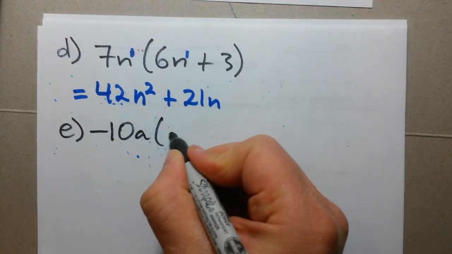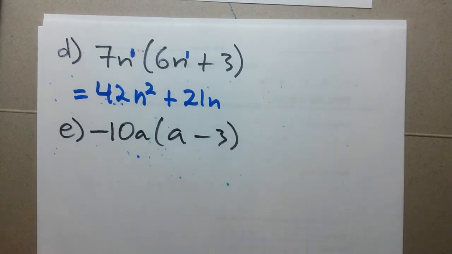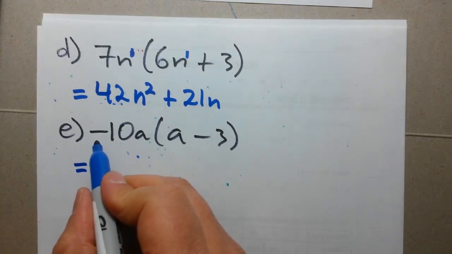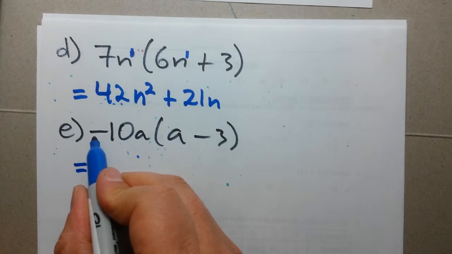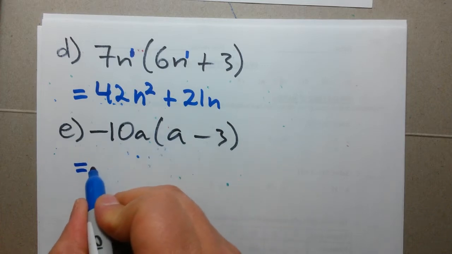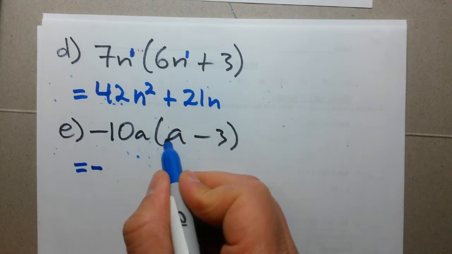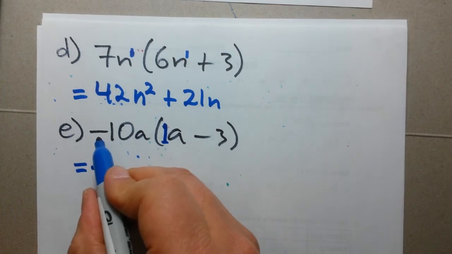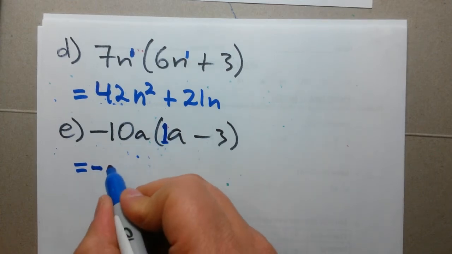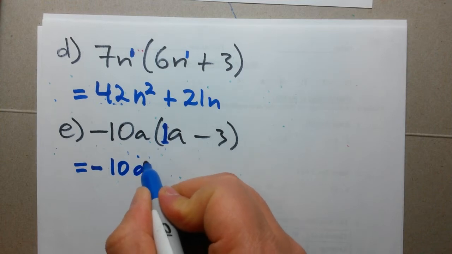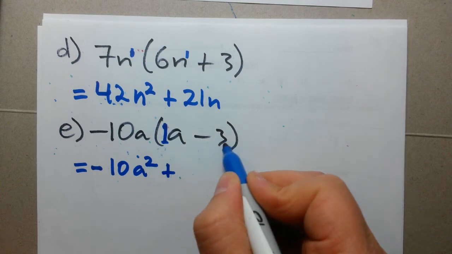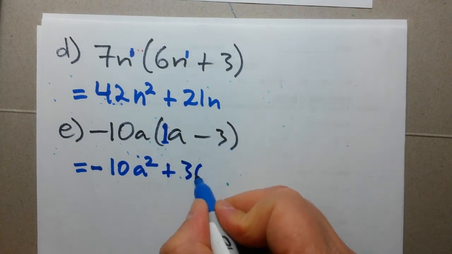Negative 10a, open bracket, a minus 3. Once again, you want to give it a try. You can stop, pause the video, and try it yourself. So negative times positive gives you negative 10a times, you can pretend that there's a 1 there, times 1a. So negative times negative is positive, 10 times 1, 10. A times a gives you a squared. Negative times negative, positive. 10a times 3 gives you 30a.